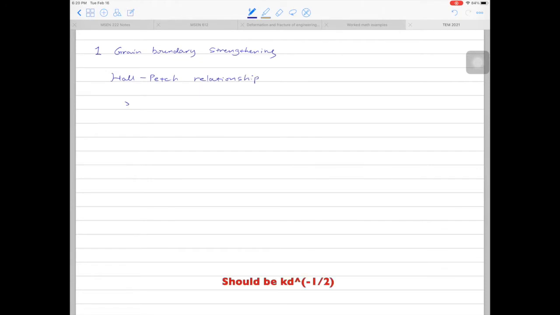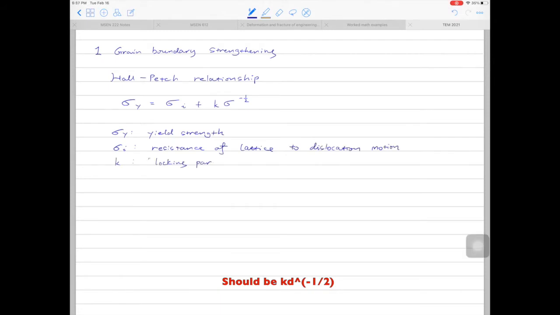To express this mathematically, you have sigma y equals sigma i plus k d to the power of minus half. Sorry about the mistake in the note here, the last sigma is supposed to be d, where sigma y is the yield strength of the material, sigma i is the intrinsic resistance of the lattice to dislocation motion, k is called the locking parameter, and d is the grain size.